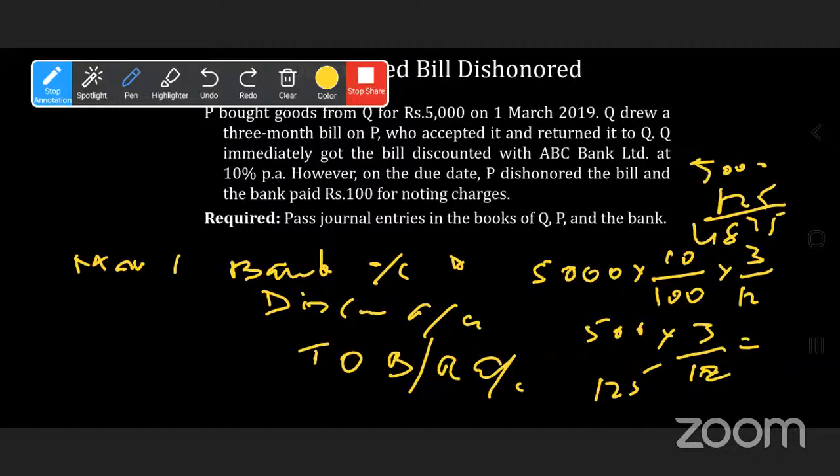However, on the due date, P dishonored the bill and the bank paid rupees 100 for noting charges. So on the due date, P did not pay the amount. He dishonored the bill, and the bank paid 100 rupees for noting charges. What is the entry you have to write?